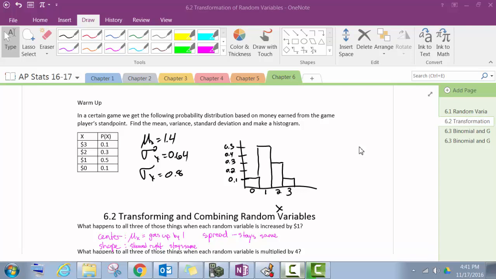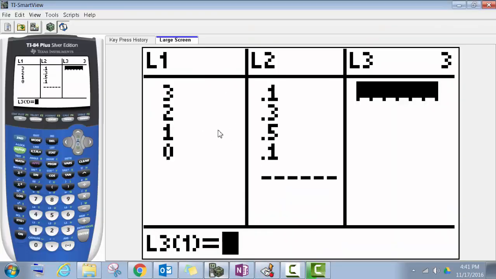Alright, in a certain game, we get the following probability distribution. Based on money earned from the game player's standpoint, find the mean, variance, standard deviation, and make a histogram. So again, we put it in our lists. We have our x values, then our p values.